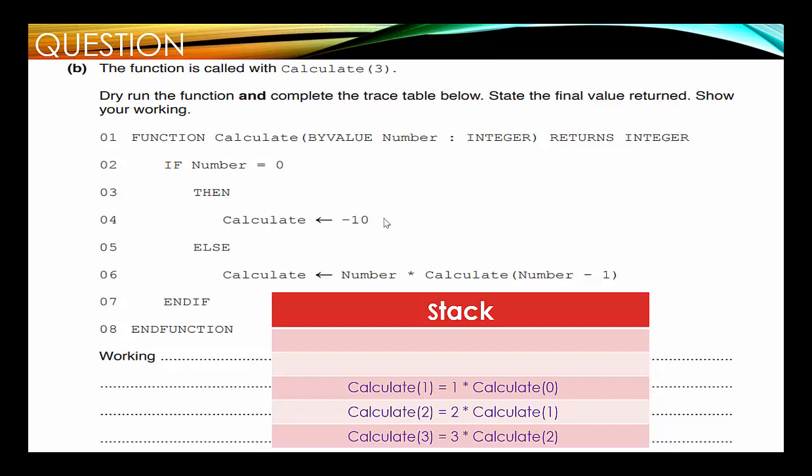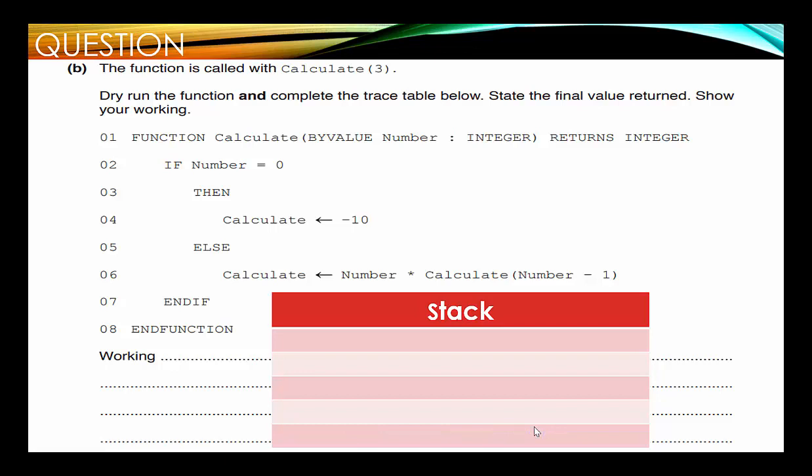So now that we know calculate(0) is -10, we can answer calculate(1), which is -10 times 1. If calculate(1) is -10, that's been solved. It's out of the stack. Calculate(1) is -10. What is -10 times 2? That's -20. We have solved calculate(2). Then we have -20 times 3, which is -60. Calculate(3) has been solved and our stack is empty.